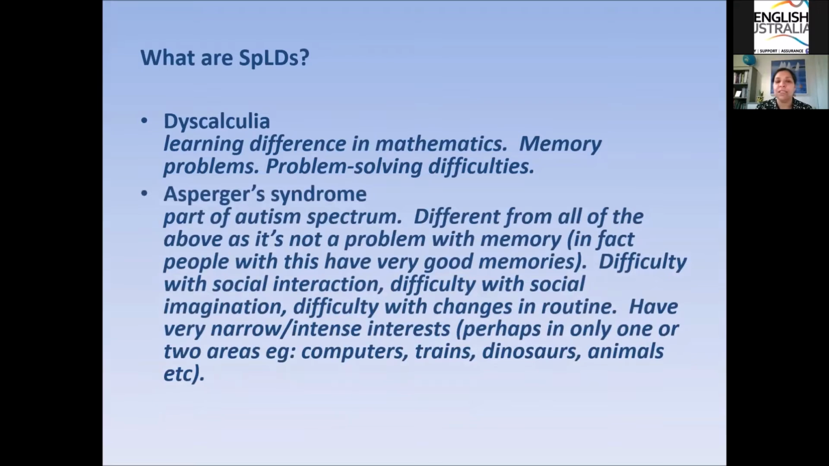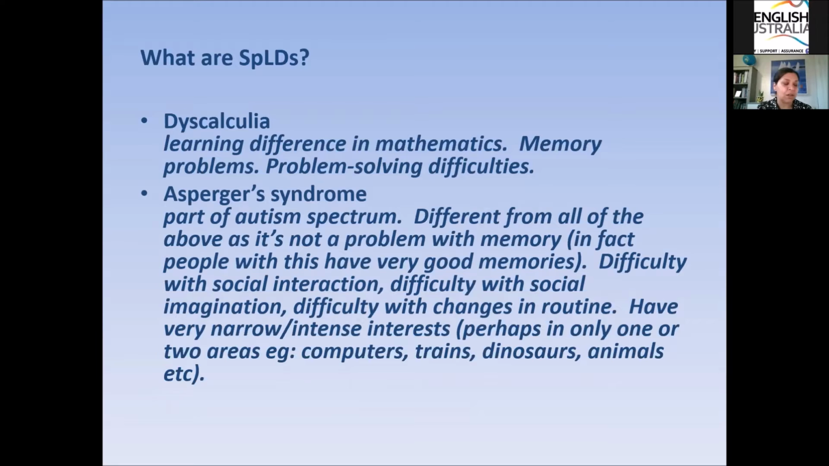Asperger's, although now it's no longer called Asperger's, actually it's been changed to autism. It is autism. They just put it under the same umbrella. And this is, again, not a problem. Here we don't have a problem with memory. Here we have too much memory. And again, it's something that people are often very familiar with, because you've probably read about it or know someone with autism. And often, it's a problem with social interaction or changes in routine.